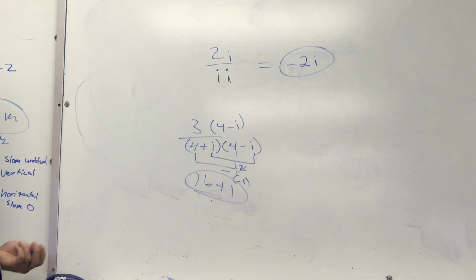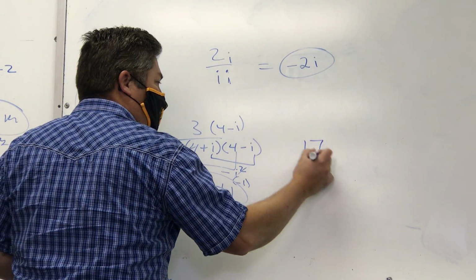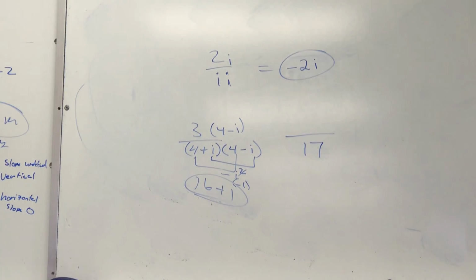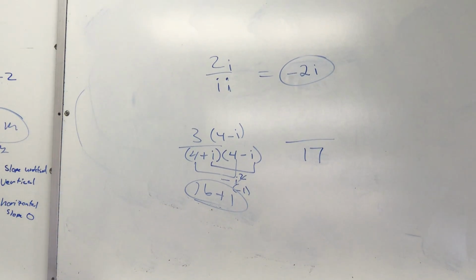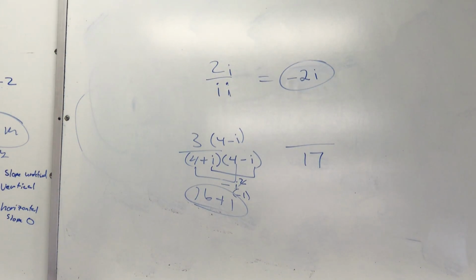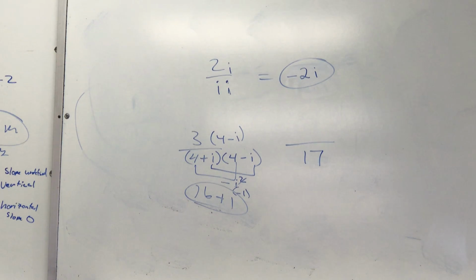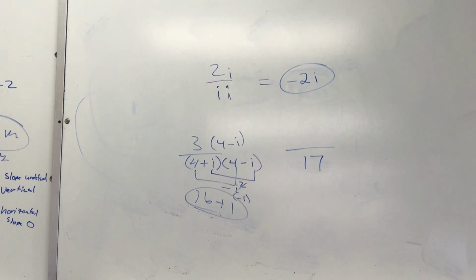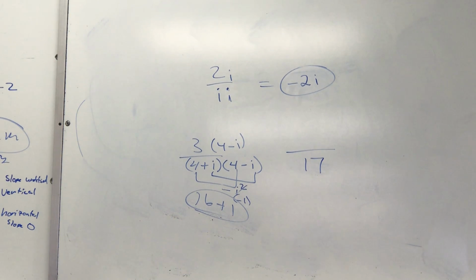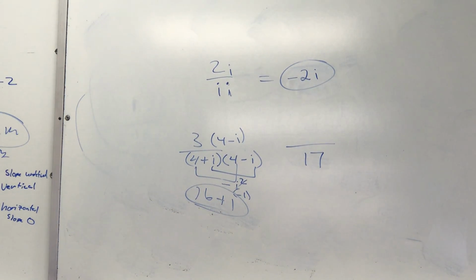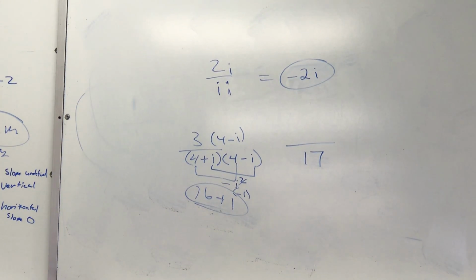16 plus 1 is what? 17 is the bottom. A lot of kids mess that up. They think that the bottom just goes away. It doesn't go away. It's the first terms, which will make 4 times 4, 16. And then the last terms is negative i squared, but i squared is negative 1. Negative times negative is a positive 1, 17. Okay? What do I got to do on the top?